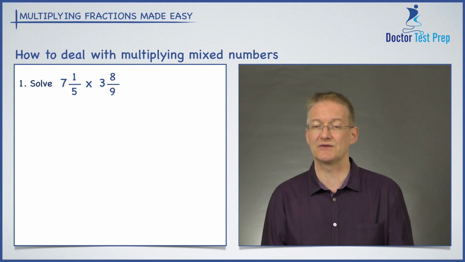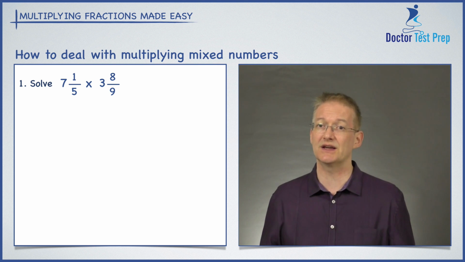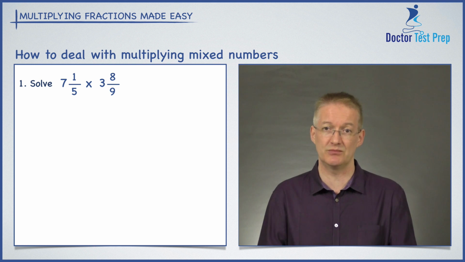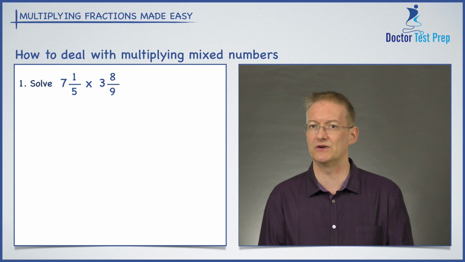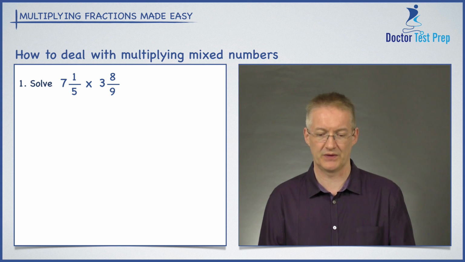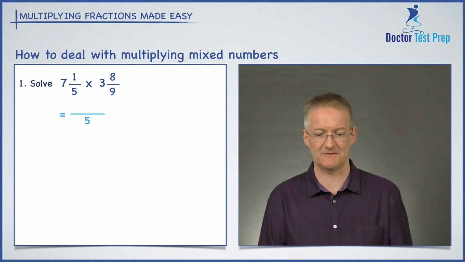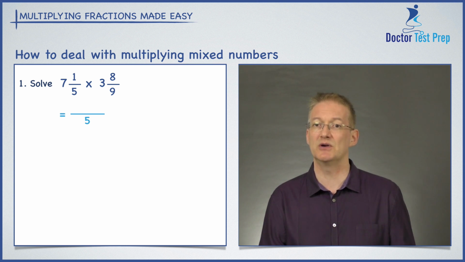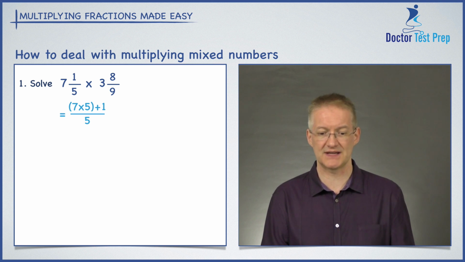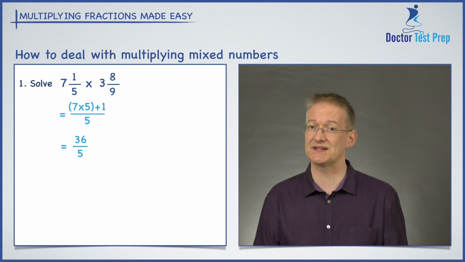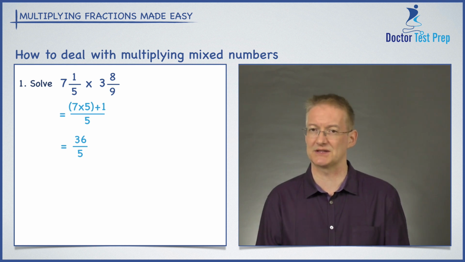So in this example, I've got 7 1/5 multiplied by 3 8/9. The key here is to convert the mixed numbers into improper fractions first. So I'm going to start off with my 7 1/5 and convert that into an improper fraction. I write my denominator down on the bottom, so I've got my 5 right there, and then I multiply my 5 by my whole number and add the 1. So 7 times 5 plus 1 is going to give me 36 over 5. So 7 1/5 is exactly the same thing as 36 over 5.